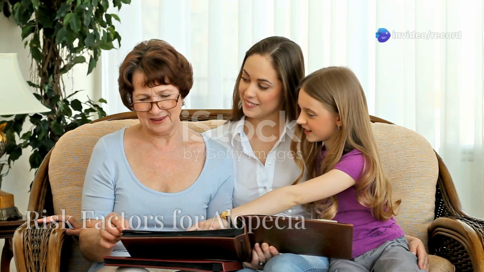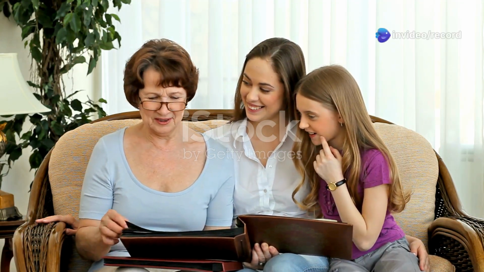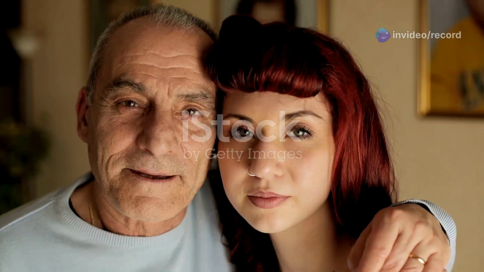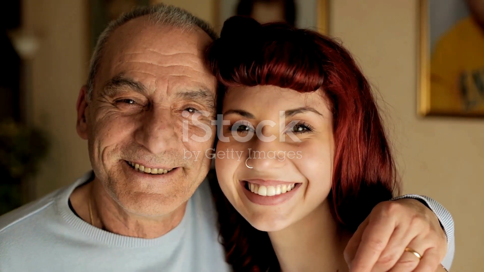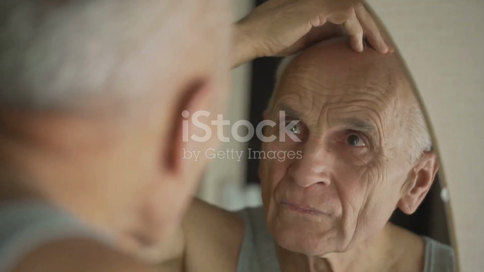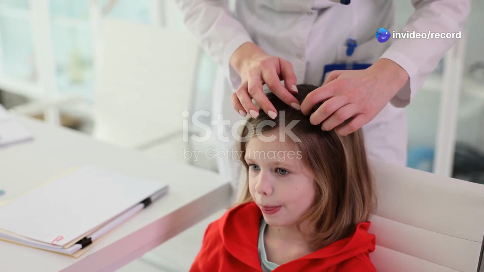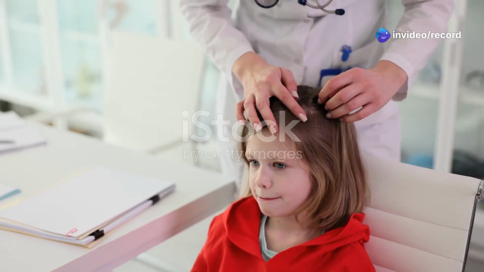Section 4. Risk factors. Certain factors increase the risk of alopecia. Family history is significant. If your parents or siblings have alopecia, you're more likely to develop it. Age is another factor. Hair loss becomes more common as we get older. This is natural. However, some types of alopecia like alopecia areata can occur at any age.